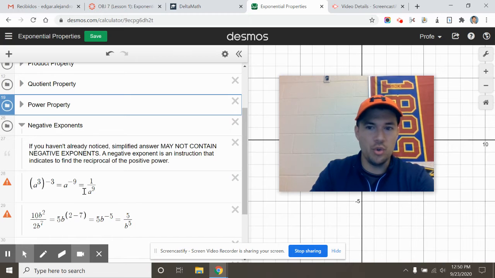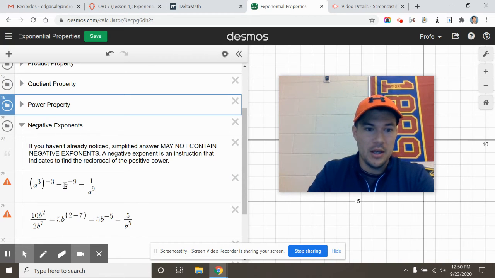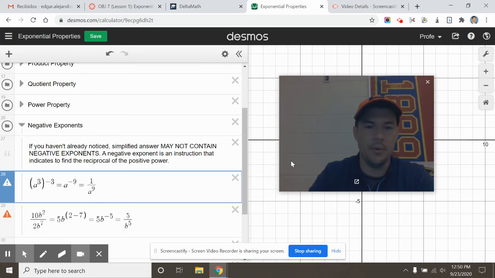So whenever you are doing some work and you end up at a negative exponent, I want you to understand that the negative in the exponent basically is an instruction. It's an instruction that indicates you need to find the reciprocal of what would have been the positive exponential expression. So a to the negative 9th is actually 1 over a to the 9th, all right? Because the reciprocal of a number is 1 divided by that number, all right?